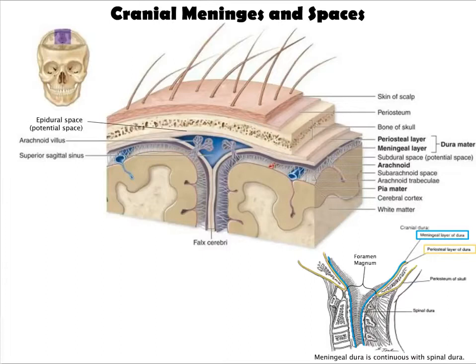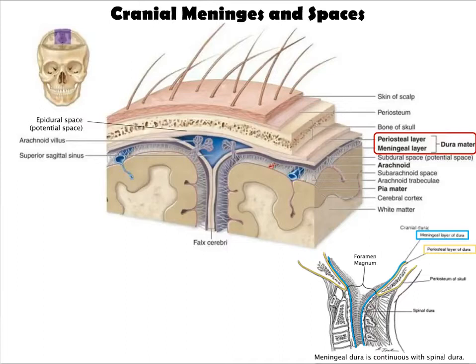Similarly, the epidural space is also a potential space. This is the space between the dura mater below and the calvaria above. The epidural space will contain the meningeal arteries. In the cranial cavity, the dura mater is bilayered. It is composed of a periosteal layer that is adherent to the inner surface of the calvaria and is also composed of an inner meningeal layer.